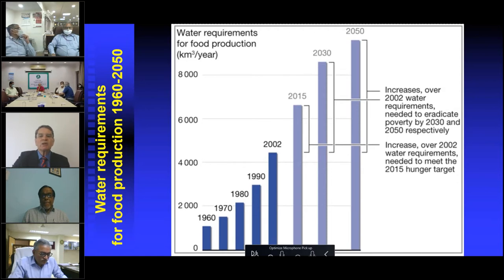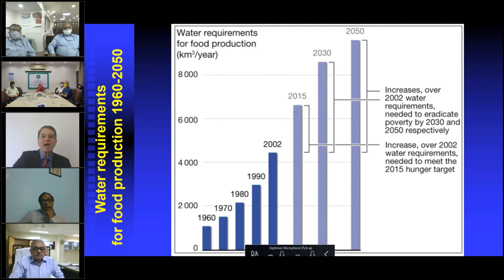And if one looks at the water requirements for food production, from 1960 going forward to 2050, where we need to produce more than 50% more food for the growing populations, you will see by the year 2050, we need to increase our water requirements for food production from a present, say, 7,000 cubic kilometers per year to approximately 9,000.